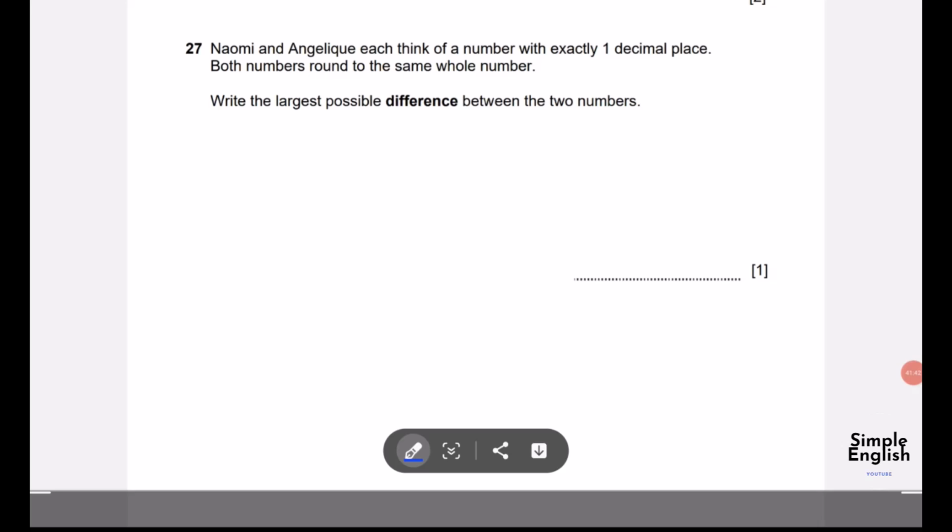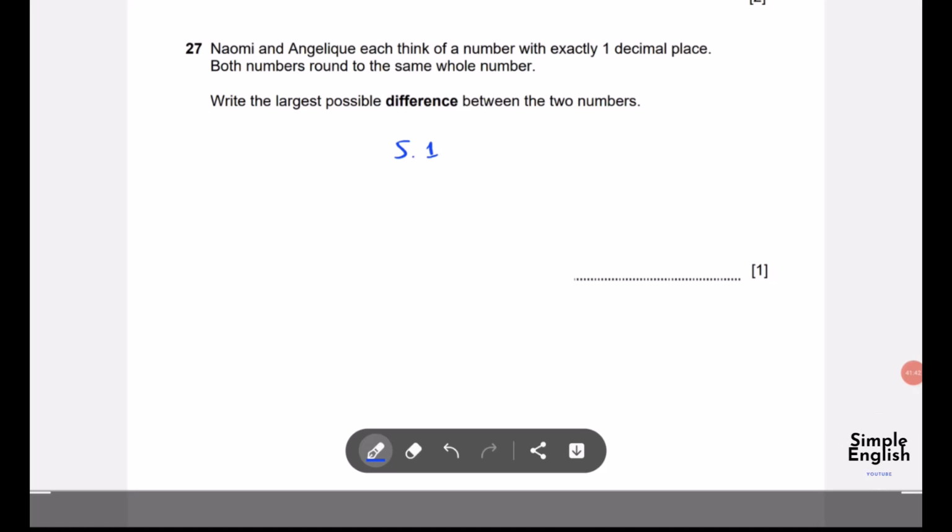Naomi and Angelica each think of a number with exactly 1 decimal place. Both numbers round to the same whole number. Write the largest possible difference between the 2 numbers. Okay, there are so many answers, so just as an example.